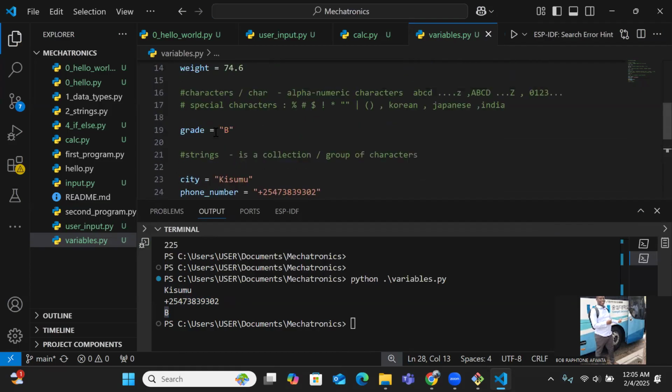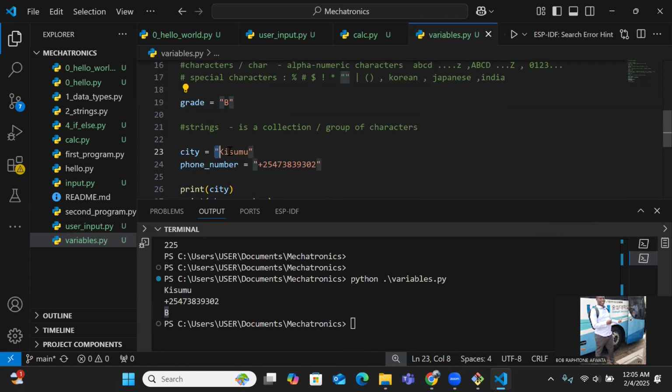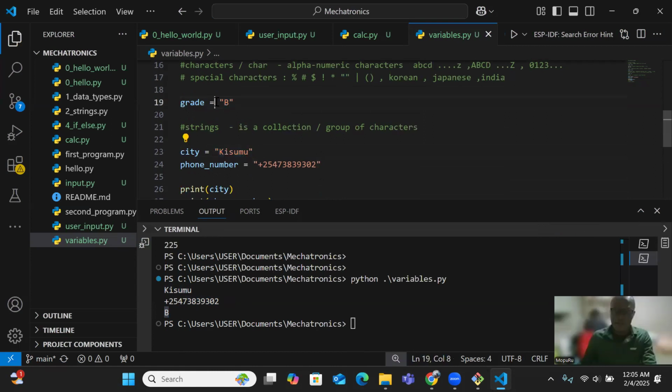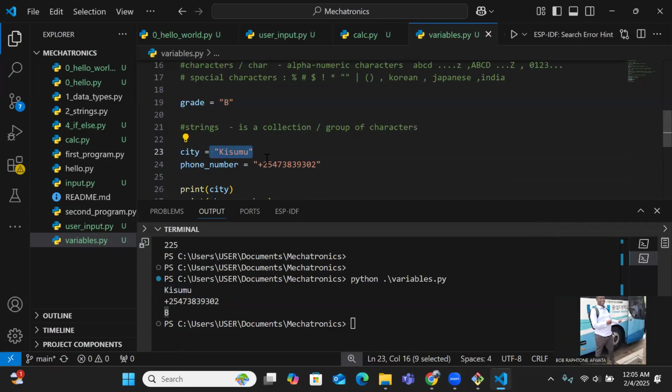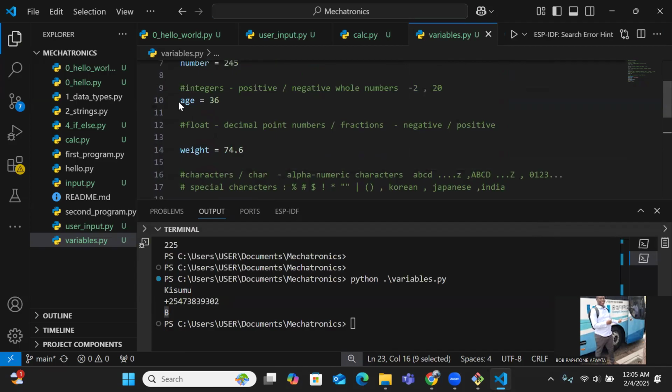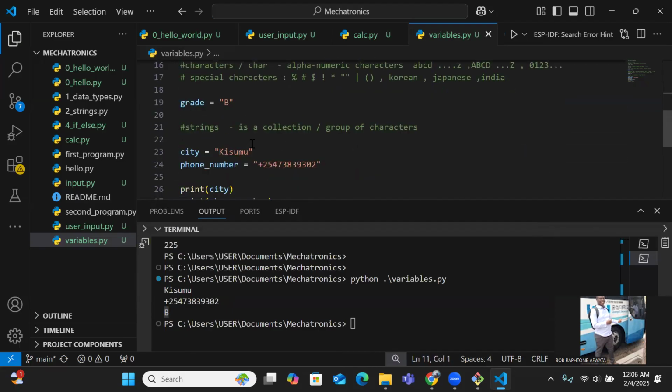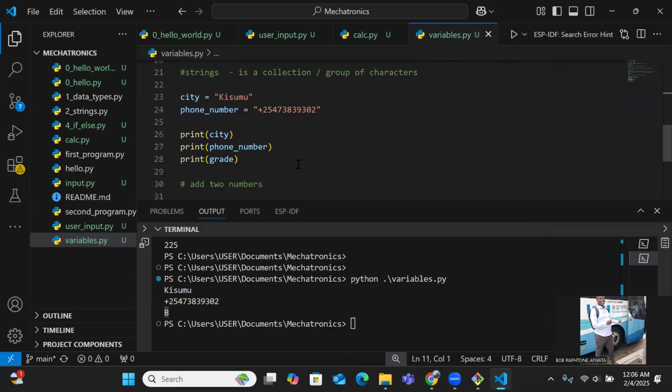Can you see that? So for the characters, they are being put in quotes, and the strings also are being put in quotes. Yes, the characters and the strings are put in quotes. But the decimal, the floating point, you don't put them in quotes. And even the integers, you don't put them in quotes. All right?